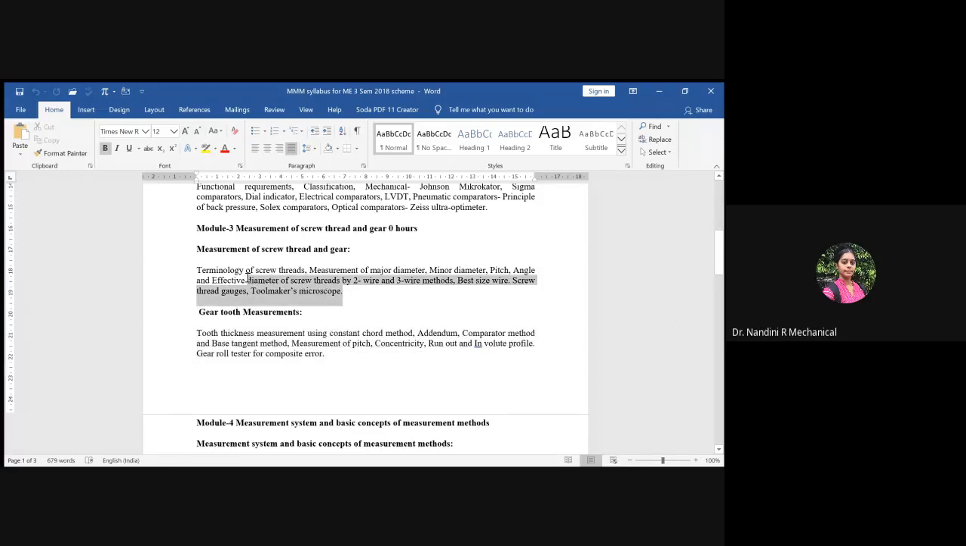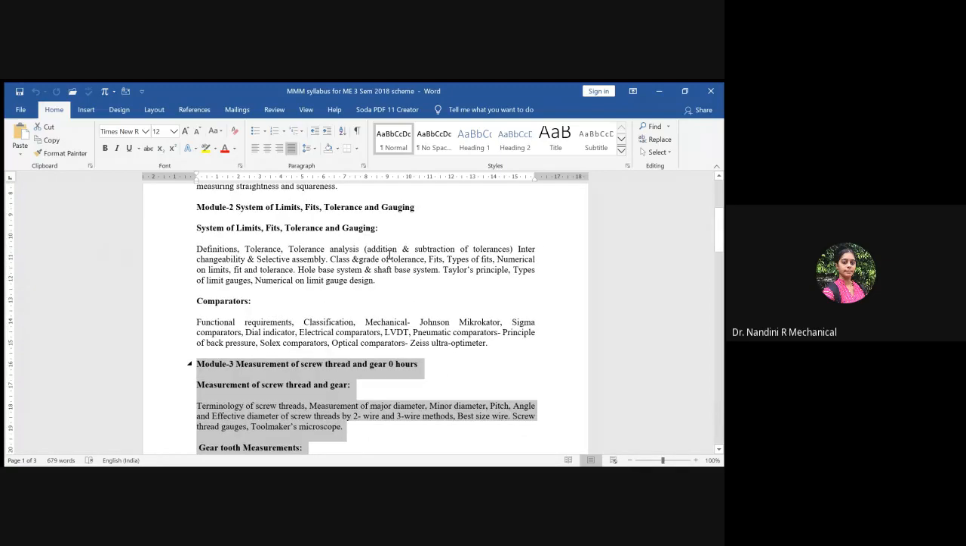And previously, the other methods we dealt with, the two wire and three wire methods, are usually for determining the effective diameter of the screw thread. So the mainly asked questions are related to the two wire and three wire methods and the tool maker's microscope, and sometimes the gear tooth terminology and the terminology of the screw thread. Similarly for gear teeth, they can ask you the terminology of the spur gear, and sometimes how to measure the other key elements. So this is what we discussed currently, and this is about our third module.